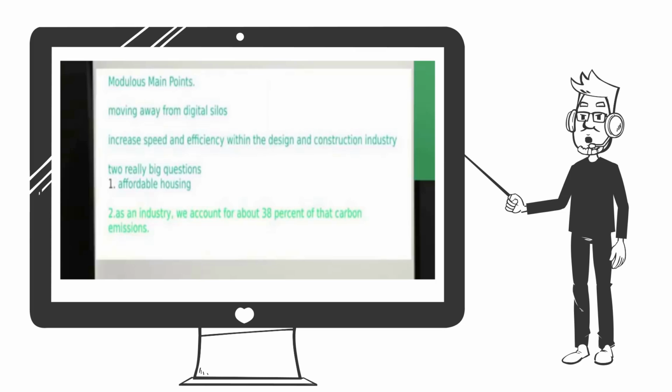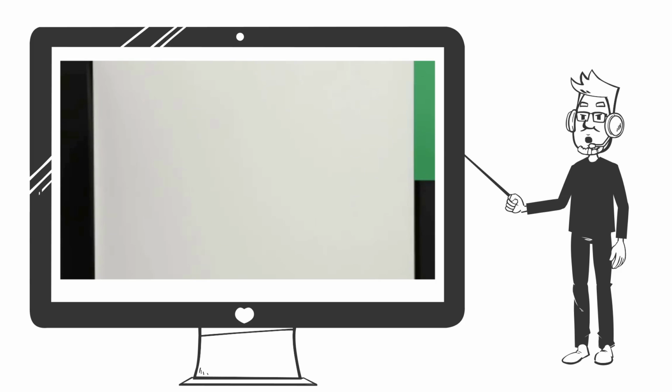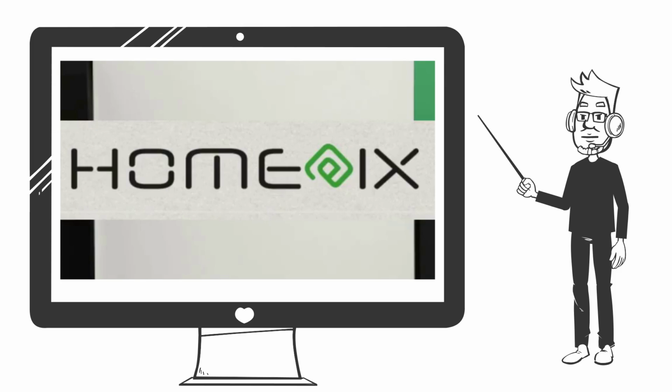Moving away from digital silos is a point which is made right at the very beginning of the presentation, which you'll find linked to in the description of this video. With moving away from digital silos, Modulous claim that they can increase speed and efficiency within the design and construction industry. They go on to then identify two really big questions.